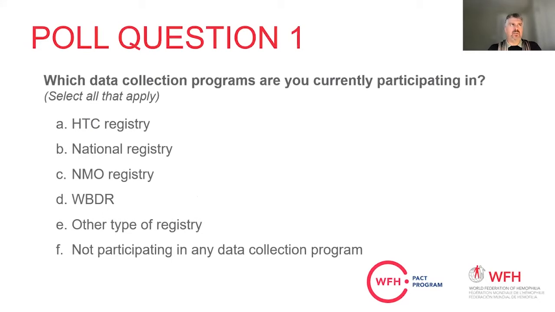The first question is, which data collection programs are you currently participating in? And you may select more than one for this one. A, Hemophilia Treatment Center Registry. B, National Registry. C, NMO Registry. D, WWDR. E, other type of registry. And F, not participating in any data collection program. Select all that apply to your case, please.